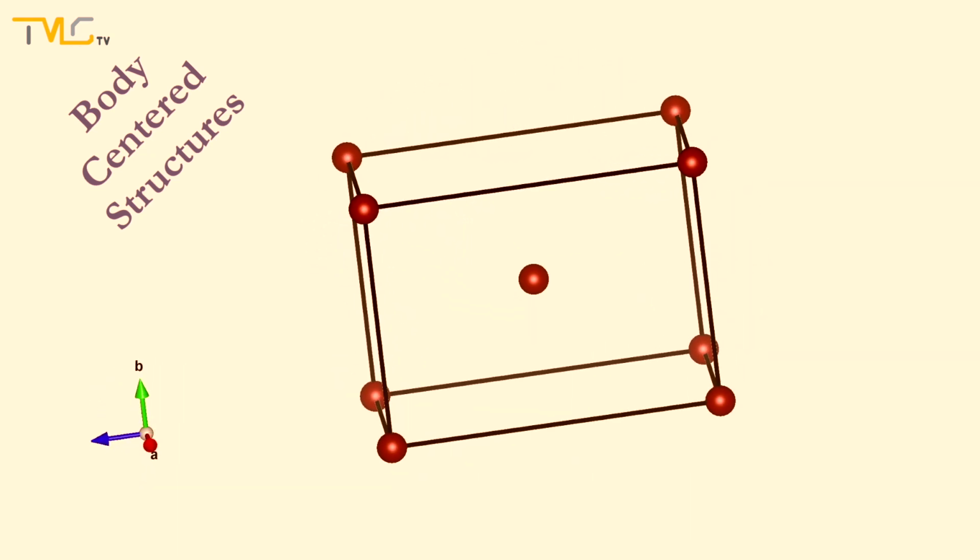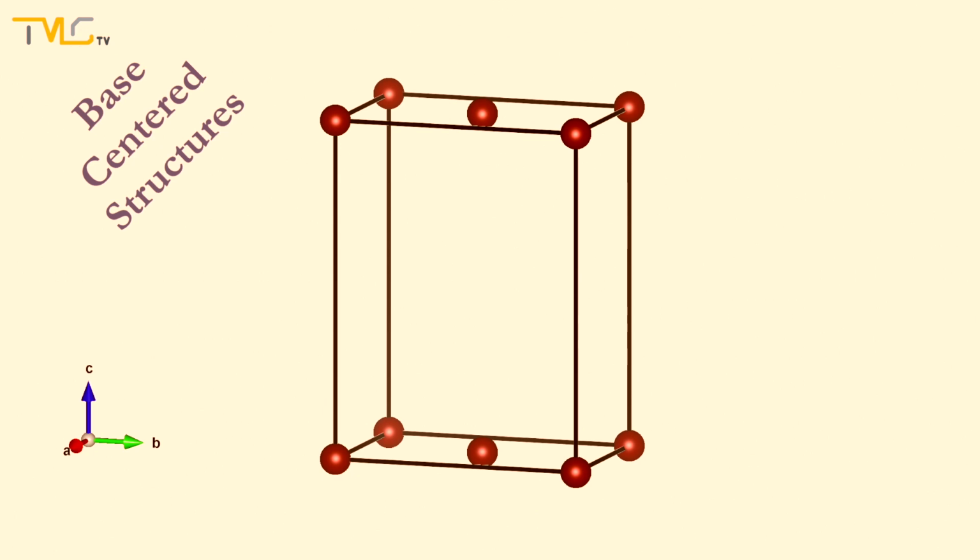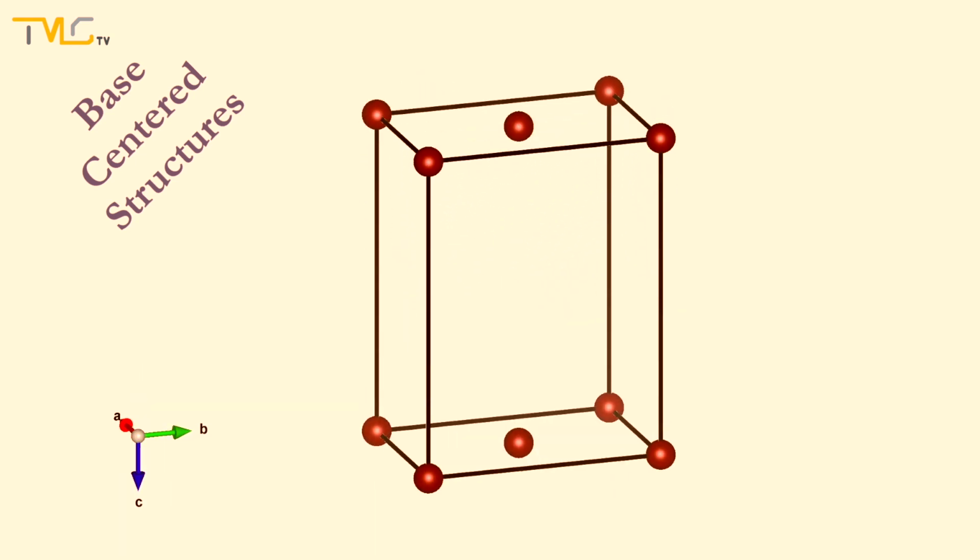The third structure is the base-centered structure. In addition to the 8 atoms at 8 corners, this time there is one atom placed to the center of the base surface and one atom placed to the center of the top surface of the structure. And half of each of these atoms are inside the volume of the base-centered structure. Let's see how base-centered structure in three-dimensional space looks.